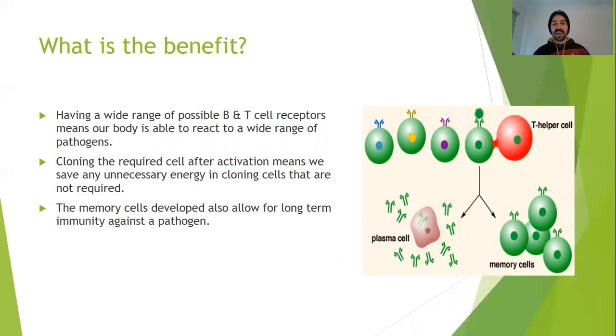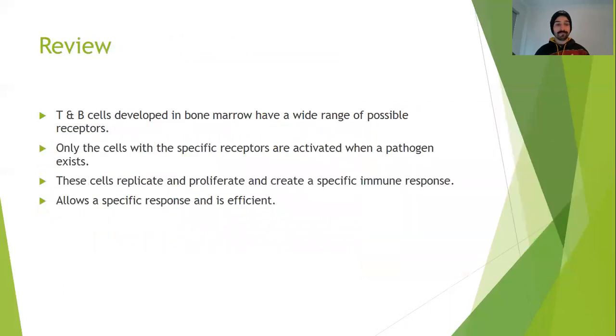And the biggest one is that if we have memory cells developing and cloning, we can have a much more specific long-term immunity against that particular pathogen. All of these are highly beneficial to the immune system, making it much more efficient and much more targeted. That's why clonal selection is a really important part of the adaptive immune system.